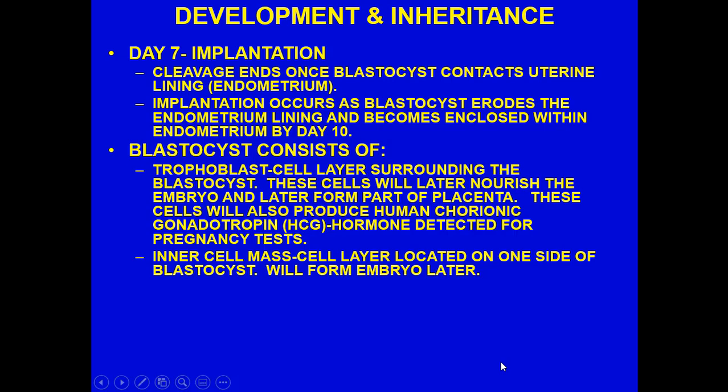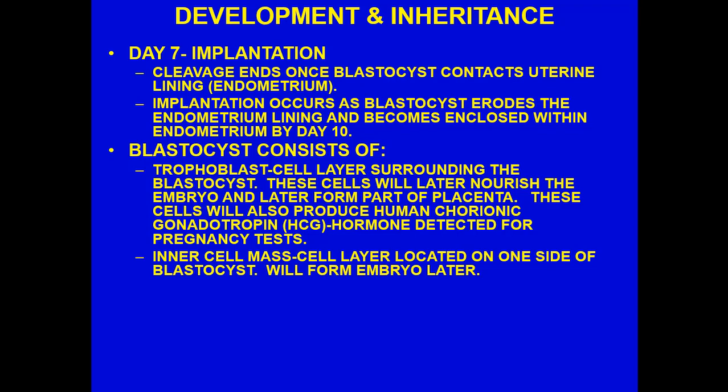But let's go back a bit. Day 7, we have implantation. Cleavage will end once the blastocyst contacts the uterine lining, the endometrium. The implantation occurs as the blastocyst erodes the endometrial lining and becomes enclosed within the endometrium by day 10. So it's sort of like it kind of enzymatically implants itself. The implantation is referred to as nidation.